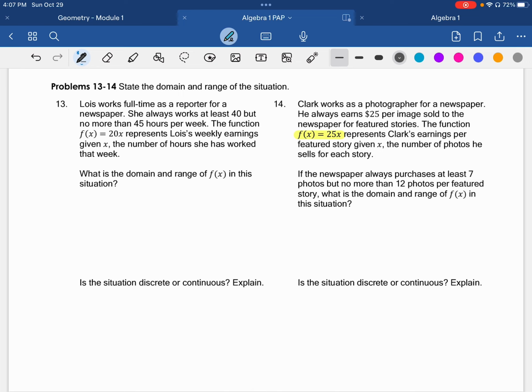Now, I do have to stop just a little bit, and I do have to understand what this x variable is talking about. And in this case, the x that they're talking about are the photos that Clark is selling.